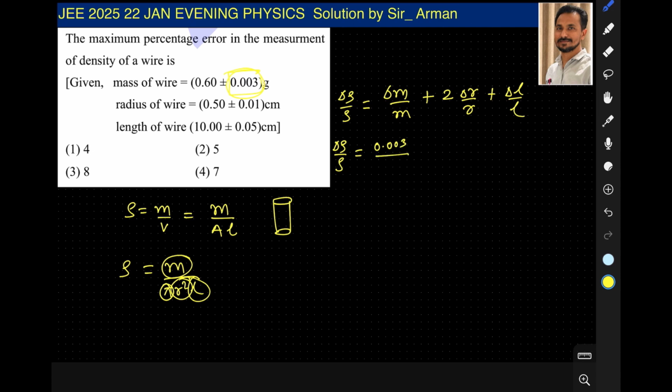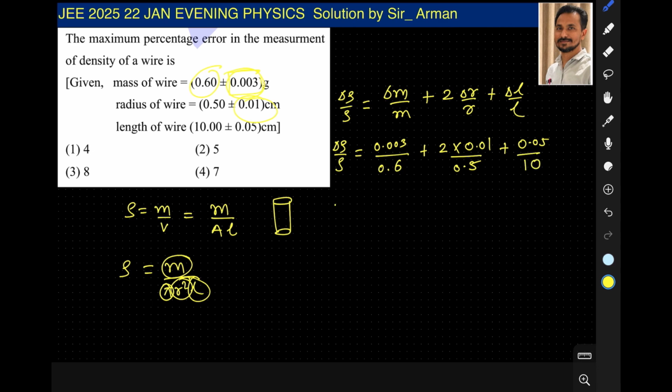0.003. And what is m? M is this part of the equation which is given here. It is 0.6 plus 2 into delta r. So here delta r is 0.01 centimeter. So 0.01 divided by 0.5 plus delta L. It is delta L is 0.05 and length of the wire is 10.